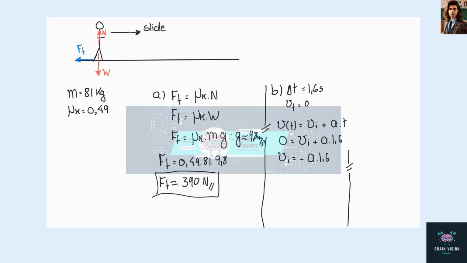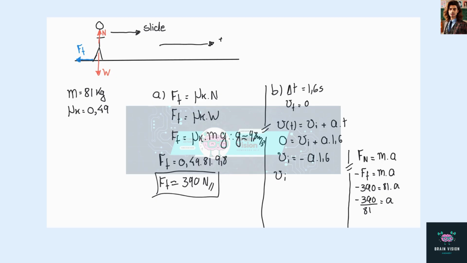Then how can we calculate the acceleration? We can use Newton's second law for that. Newton's second law tells us that the net force equals the mass times the acceleration. We will apply Newton's second law over the horizontal axis, which I will choose to be pointing to the right. The net force on that axis is the frictional force, which is pointing to the left. So minus the frictional force equals the mass of the player times its acceleration. Then, minus 390 equals 81 times the acceleration. Finally, minus 390 divided by 81 is the acceleration of the player.